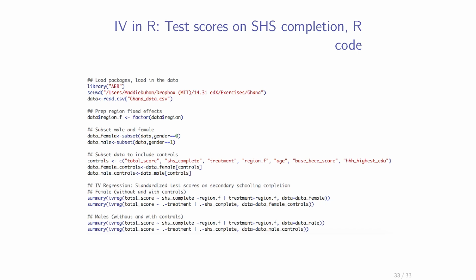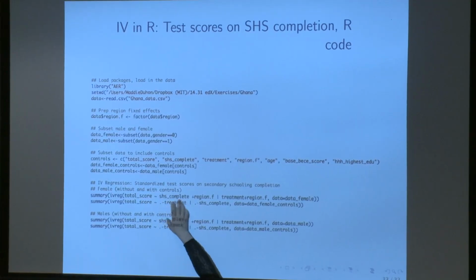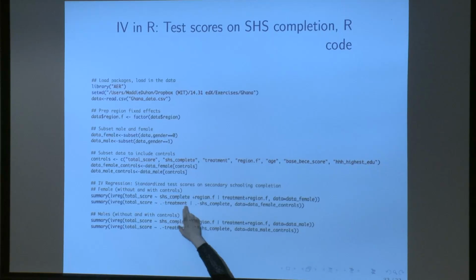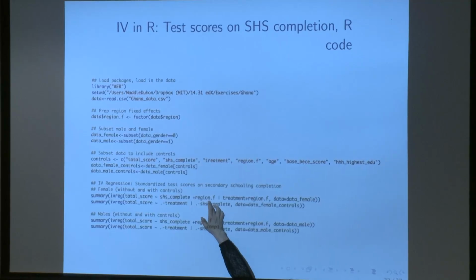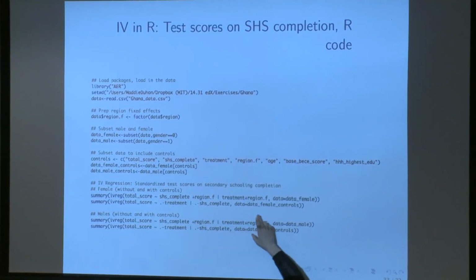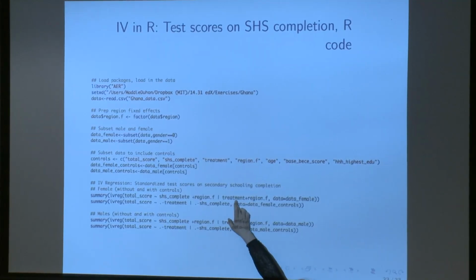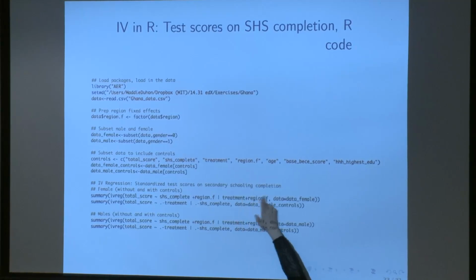And then we're running a regression. This is the command. So we say total score is the dependent variable, and we want whether you complete secondary school plus a bunch of region fixed effects. So region.f is my fixed effect. And then these are my treatment, which is going to instrument for complete, and then the region fixed effect.